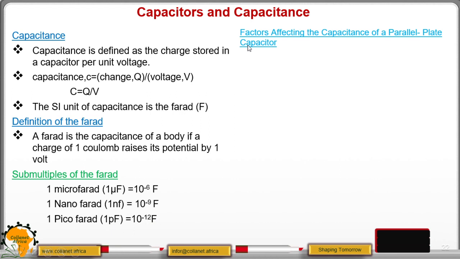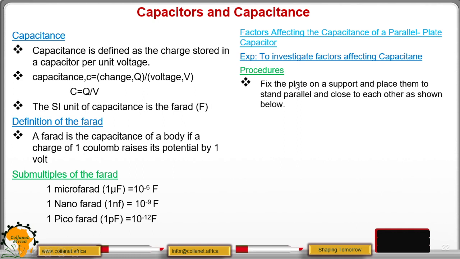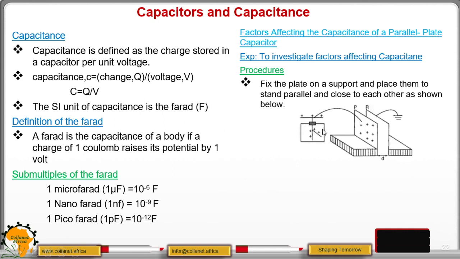After that, we can look at factors affecting the capacitance of a parallel plate capacitor. For us to understand this concept, we need to describe an experiment. In this experiment, we have this as the apparatus. We have an uncharged electroscope. We have 2 plates, P and Q. We have the studs that will help us place these plates parallel, that is, to stand upright.